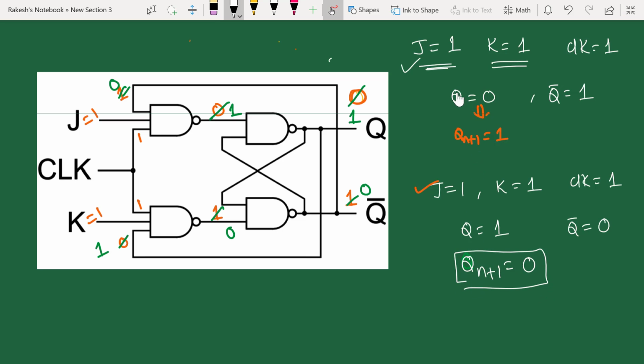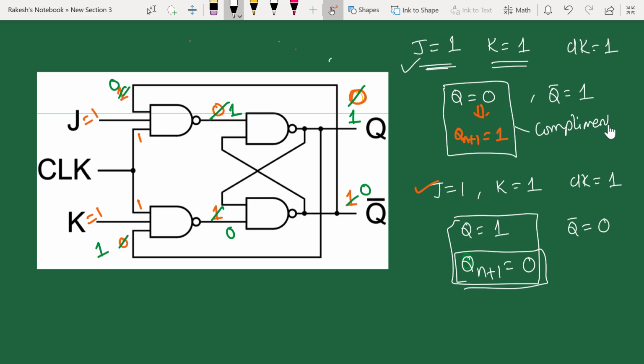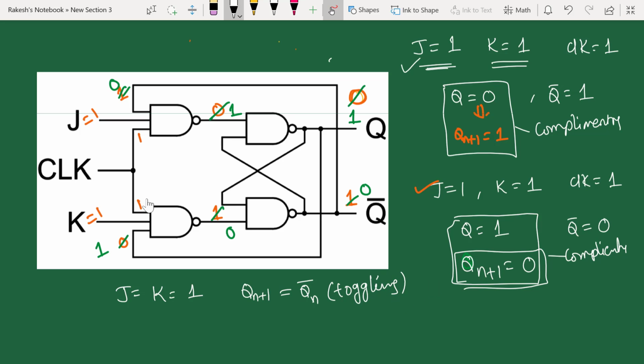If you look carefully at both the results, when J equals 1 and K equals 1, whatever the previous output, that is getting complemented. Here also it is complementing. Here also it is getting complemented. If it is 1, it is becoming 0. If it is 0, it is becoming 1. So it means when J equals 1, K equals 1, whatever the previous output, that is going to get complemented, or you can say Qn bar, or more clearly you can call it toggling. It's going to toggle between 0 and 1 when you apply J equals 1, K equals 1.